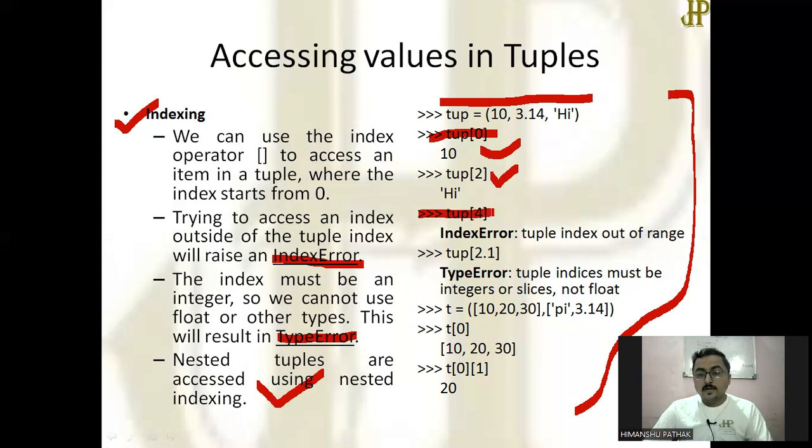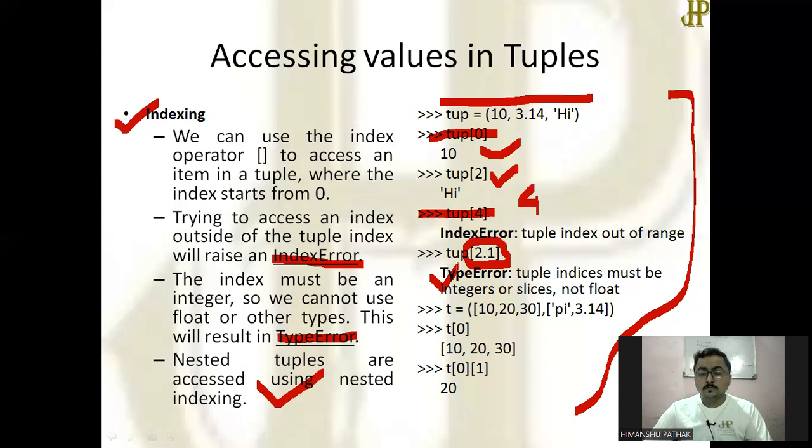And now here I am trying to access outside of the capability of index for the tuple. Why? Because the indices are 0, 1, 2, and I am going to try to access index 4. So index error will appear. Now I'm going to include a floating point value in indexing. This is also not possible. So type error is shown to you.